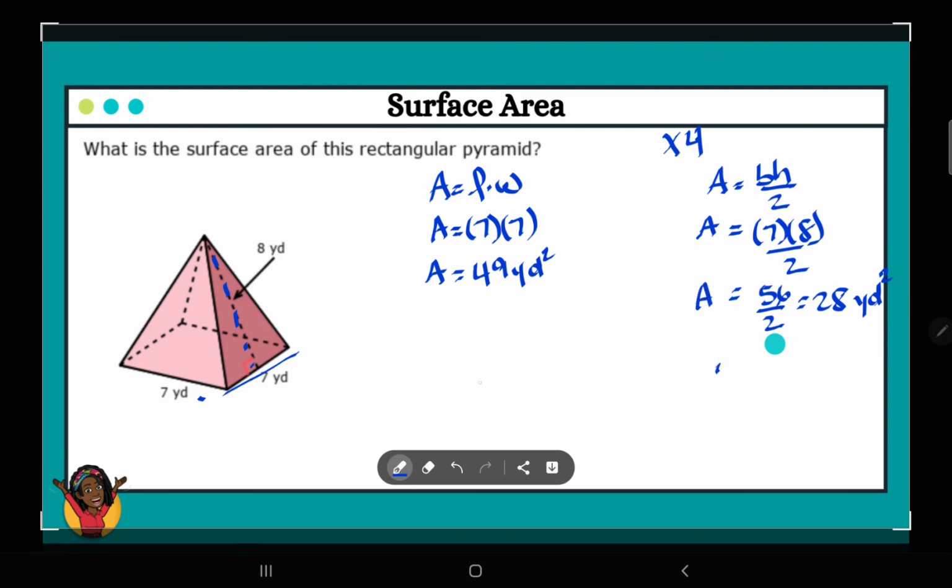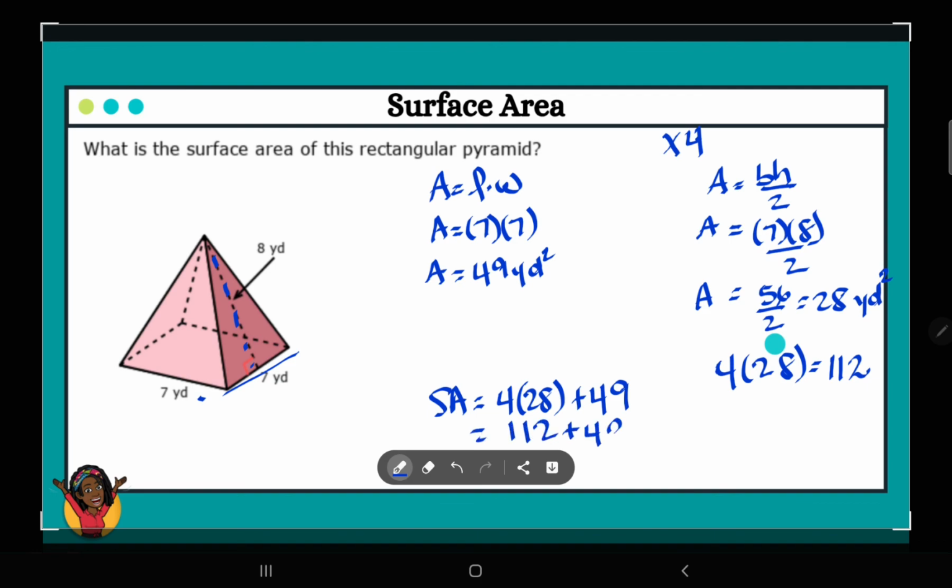Okay, so our surface area will be equal to 28 times 4 plus 49. So if I do 4 times 28 over here, that's going to give me 112. So I have 112 plus 49, which is equal to 161 yards squared. So the surface area is equal to 161 yards squared.